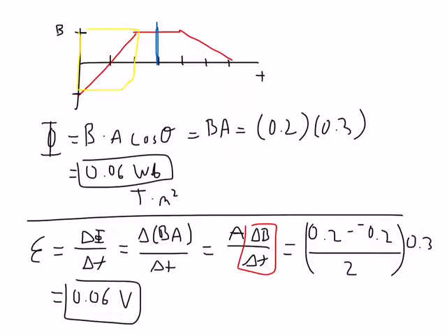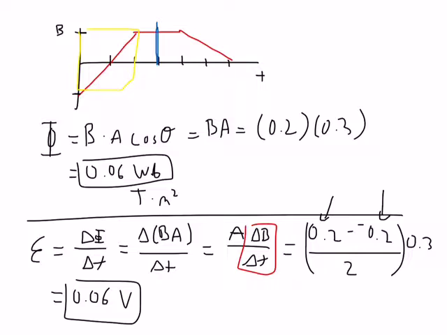It is important to note, I picked t equals 0 and t equals 2 seconds here. I could have calculated the slope by picking the t equals 1 point and the t equals 2 second point, or the t equals 0 and the t equals 1 point. As long as I keep the numerator and the denominator consistent, then it's fine. Okay? So, 0.06 volts.